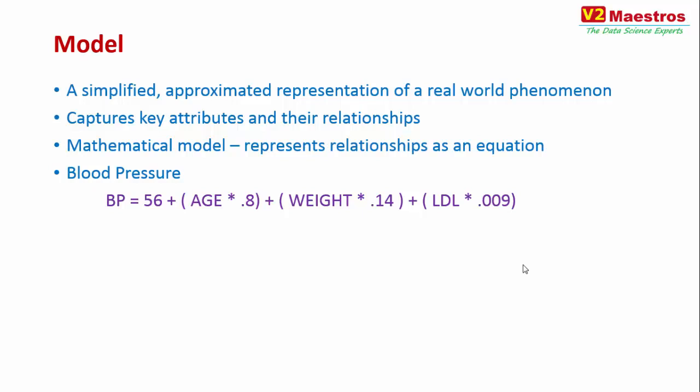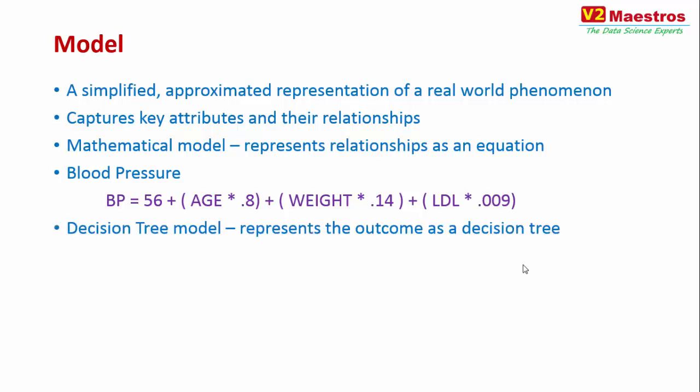So what you see here is you're trying to compute blood pressure, which is one attribute, from three other attributes: age, weight, and LDL. Now this is an approximate computation of the blood pressure. It is never going to give you the accurate value at all, but it could be approximately close to the real world value. So here is a formula which represents a mathematical model of how blood pressure can be related to three other attributes: weight, age, and LDL levels.